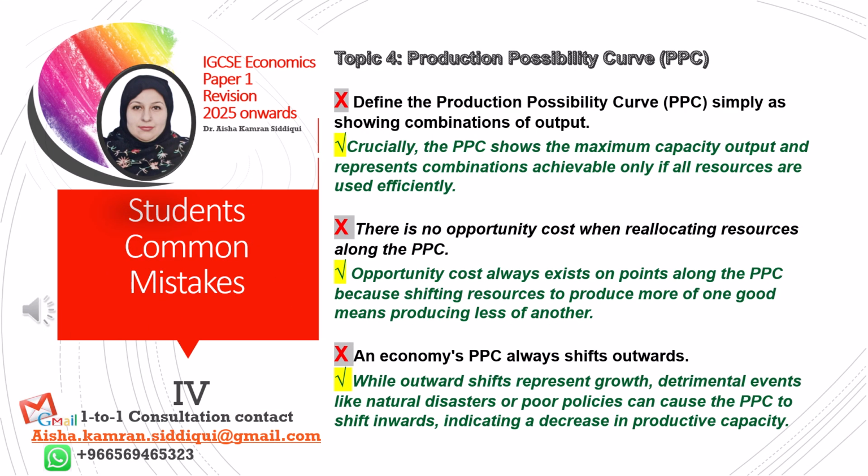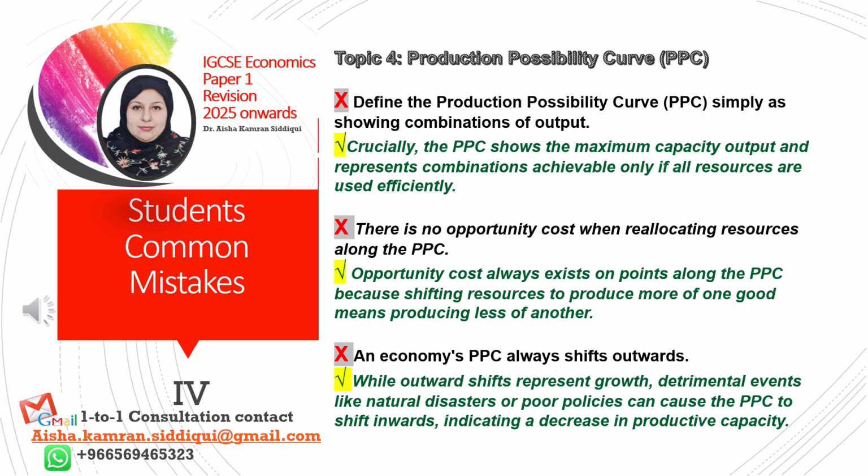Topic number 4, production possibility curve. It is defined by students incorrectly as showing any combination of outputs, whereas the PPC shows the maximum capacity output and represents combinations achievable only if all resources are used efficiently.